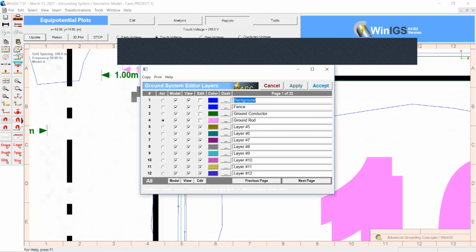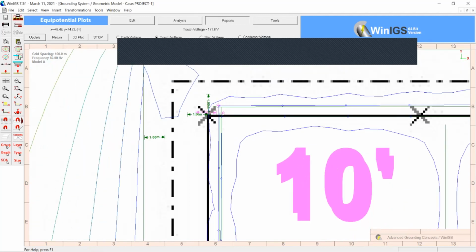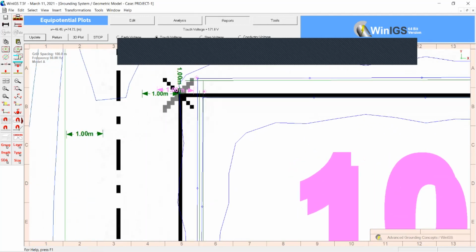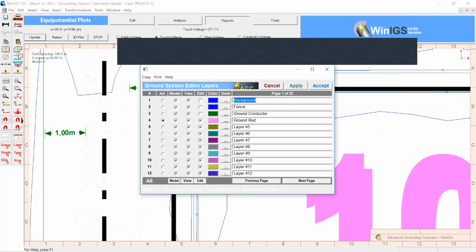There is something it is related to. Maybe let me check it. Oh, this ground rod, the red one is the ground rod. I will activate the ground rod. Oh, ground rod, yeah, ground rod.